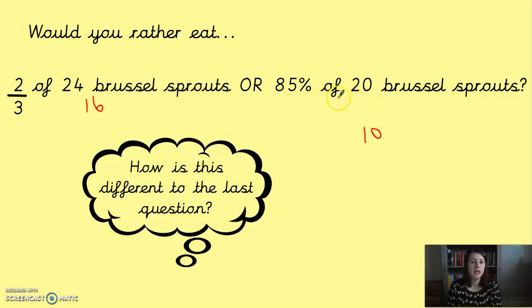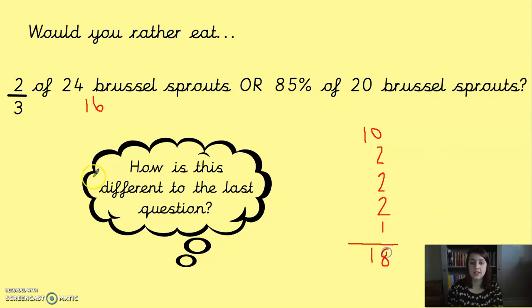Then 10% is going to be 2. So if this is 50, 60, 70, 80, I need 3 lots of those 10%. And then I need a 5%, which is going to be 1. So we've got 50%, 10, 10, 10, 5, which will add together to make 85. So that would give us 18.